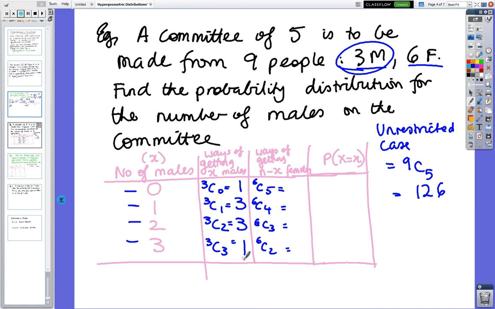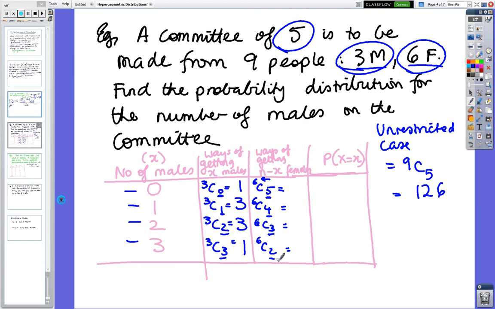So the number of people who are female are 6, and the committee has 5 people. So if we've got no males, we've got 5 females. If we've got 1 male, we've got 4 females. If we've got 2 males, we've got 3 females, etc. Okay, so then we use our calculator.